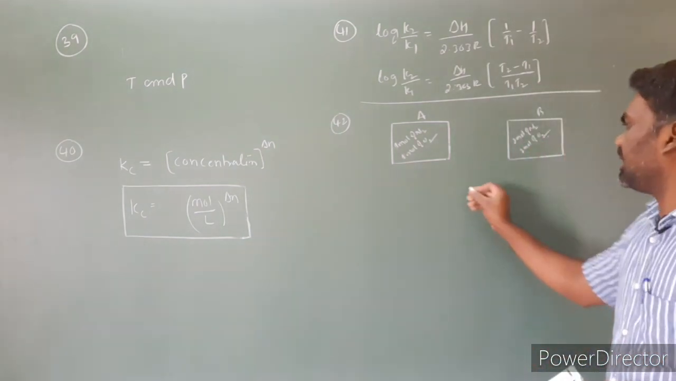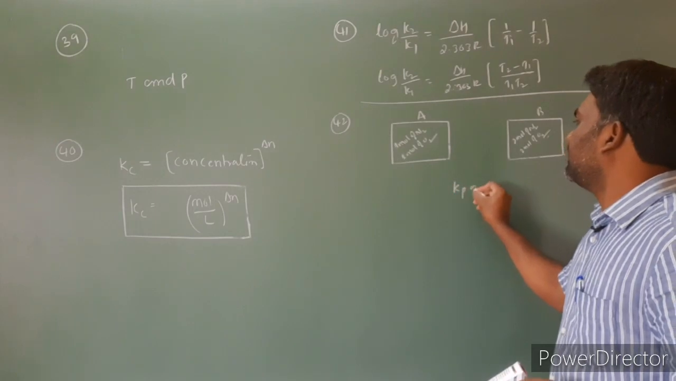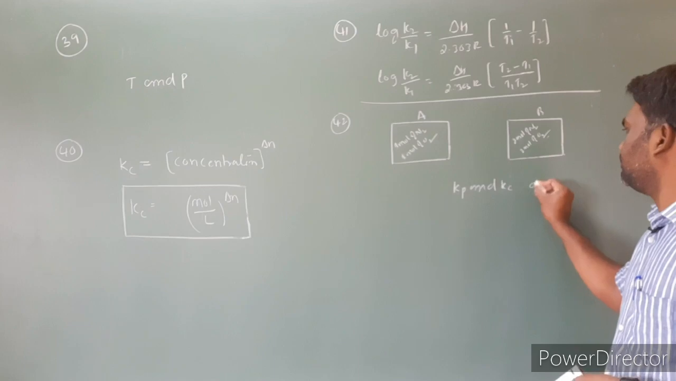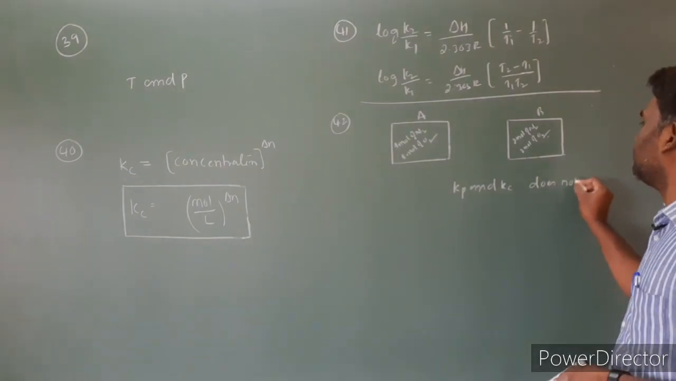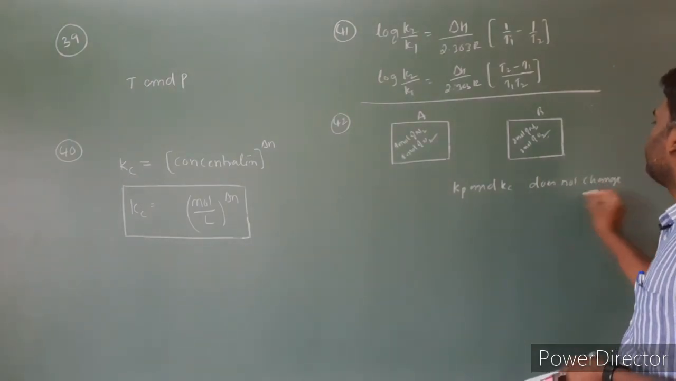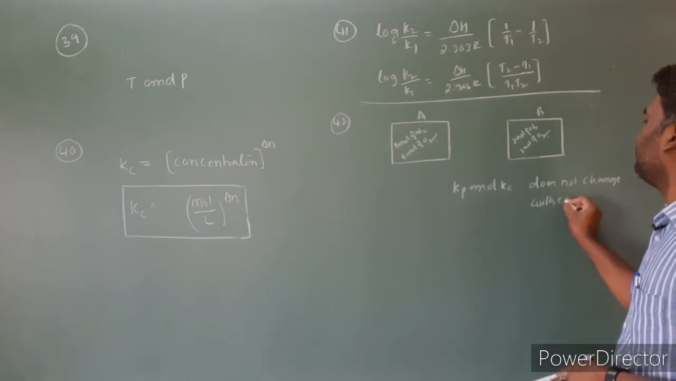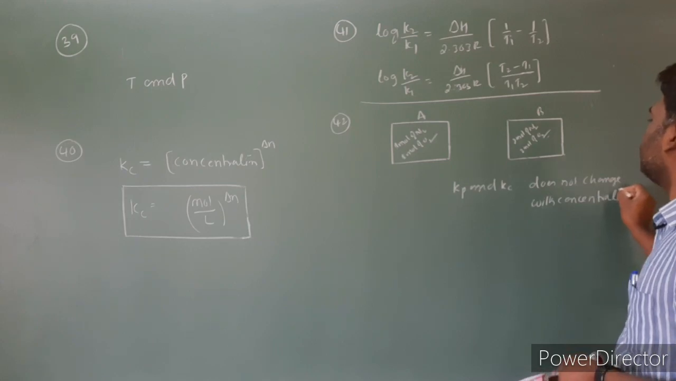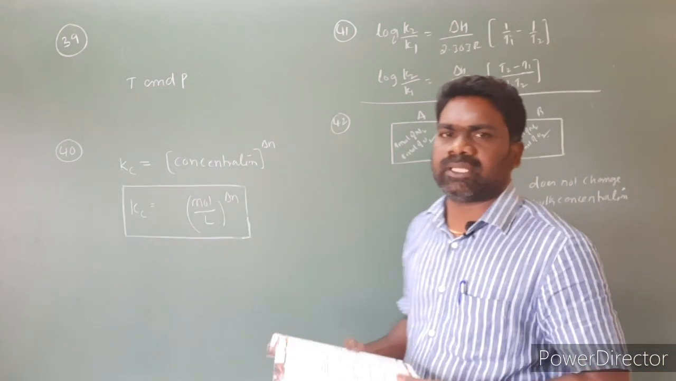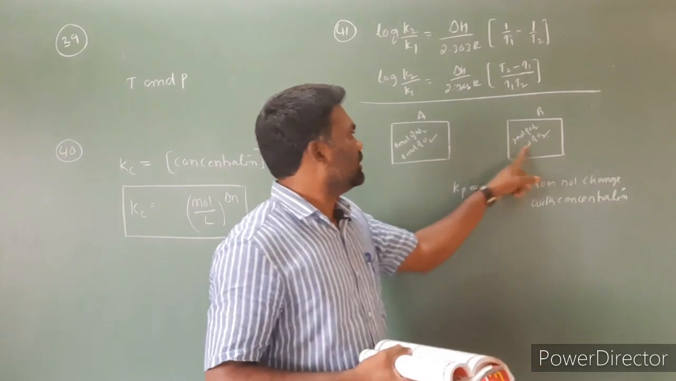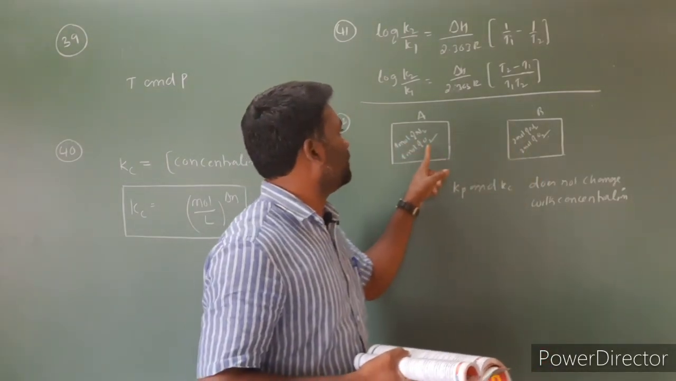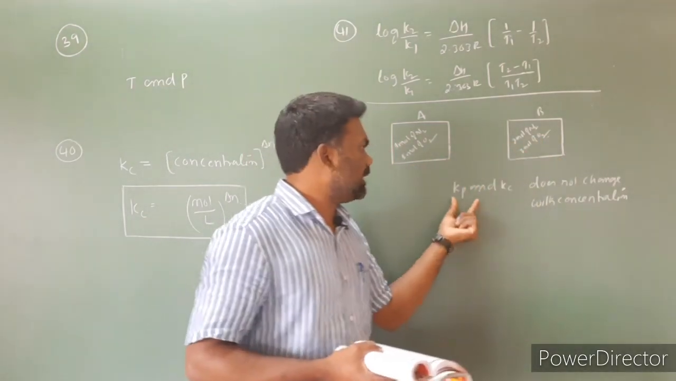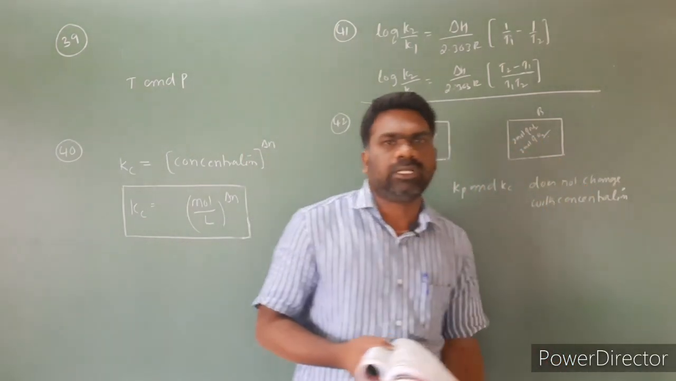So here Kp and Kc do not change with the concentration. This means Kp and Kc do not depend upon the concentration. So here concentration is different, 1 mole of N2 and 1 mole of O2 here, 2 moles of N2 and 2 moles of O2 here. So concentrations are different, but Kp and Kc do not depend upon the concentration.